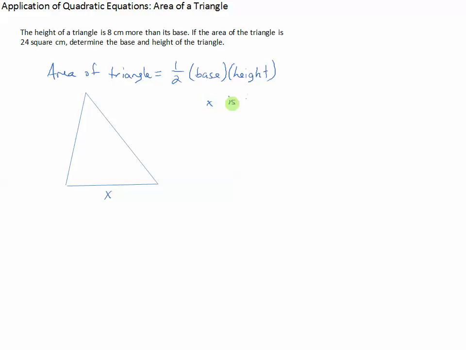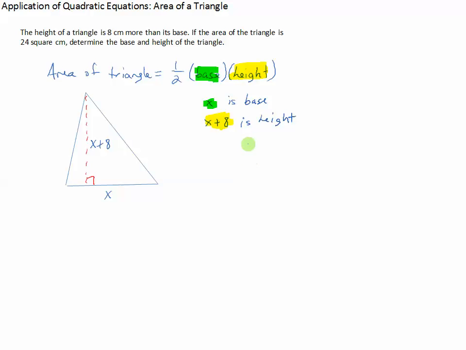X is the base. And then if x is the base, the height, which is right here, would be 8 more than that, so it would be x plus 8. So x plus 8 is the height. It's a good idea to write these things out, because now you can see that x plus 8 will be the height in this formula, and x will be the base in the formula. Okay?